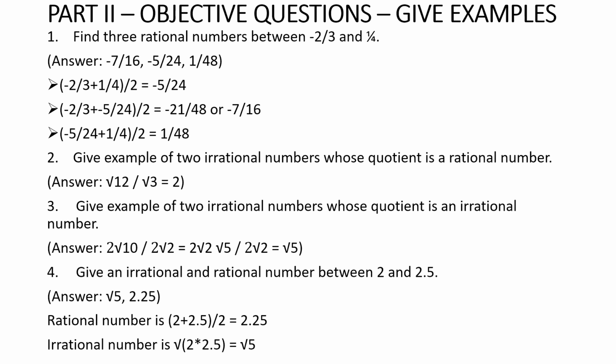Give an irrational and a rational number between 2 and 2.5. The rational number is simple. When you take the average of 2 and 2.5, the average is 2.25. For the irrational number, suppose you have 2 and 2.5, when you take the square root of both of them, it is root 5, and root 5 is an irrational number.